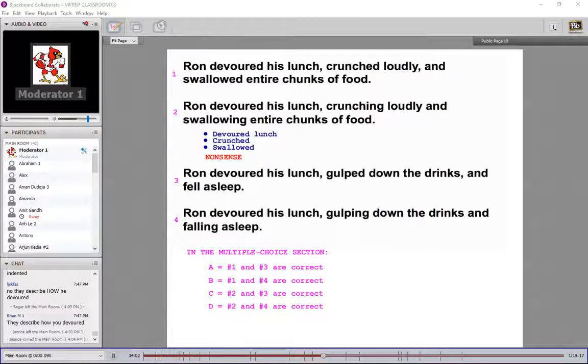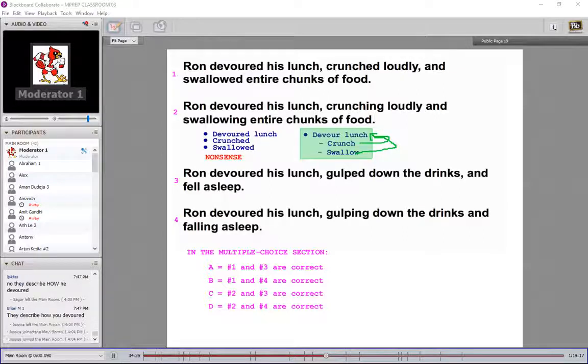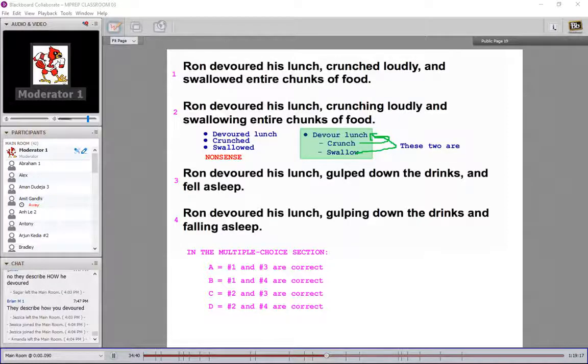So it would be more like devoured lunch. And then as sub-points of that, you have crunch and swallow. Yeah, this is the way you would make that slide. With a smiley face, if that makes sense. You can give another face that doesn't, but hopefully it does. These two things are descriptions of that. These two are. Yeah, you bet they are.